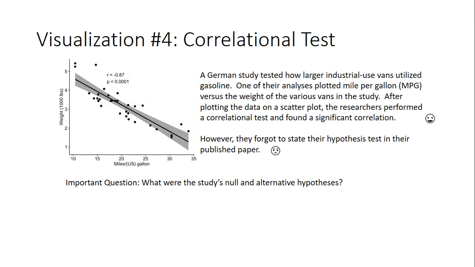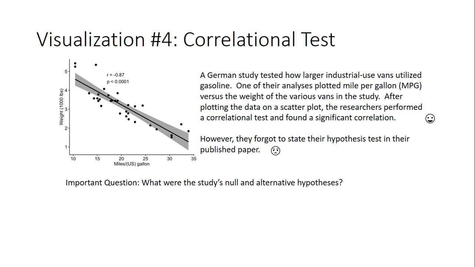Visualization number 4, correlational test. A German study tested how larger industrial use vans utilized gasoline. One of their analyses plotted miles per gallon (mpg) versus the weight of the various vans in the study. After plotting the data on a scatter plot, the researchers performed a correlational test and found a significant correlation. However, they forgot to state their hypothesis test in their published paper.